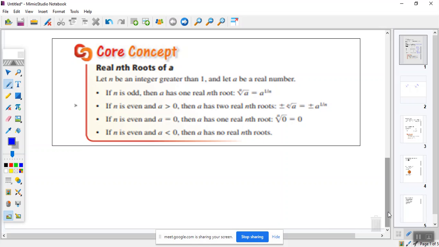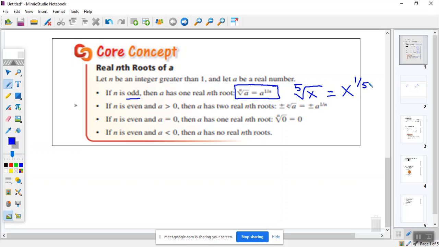number. So if n is what? Odd, then a has one real nth root, all right? What I want you to understand out of this is the following. This here, pretty important stuff, all right? If I would write, this is kind of like saying the nth root of a is equal to a to the 1 over what here, kids? N. So if I had the fifth root of x like this, it is the same as x to what power? X to the 1/5 power, okay?